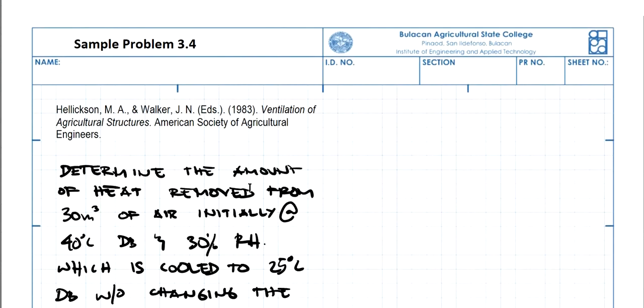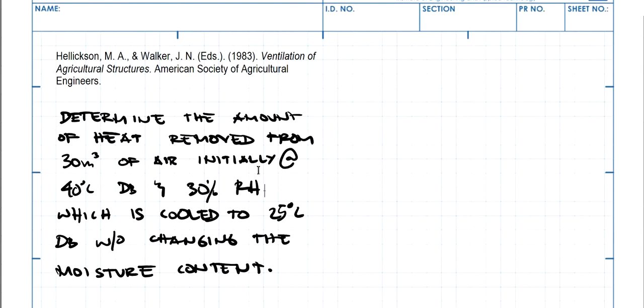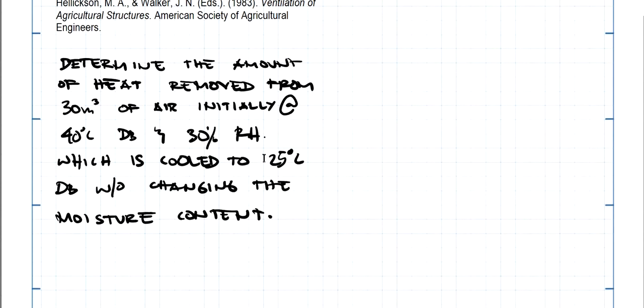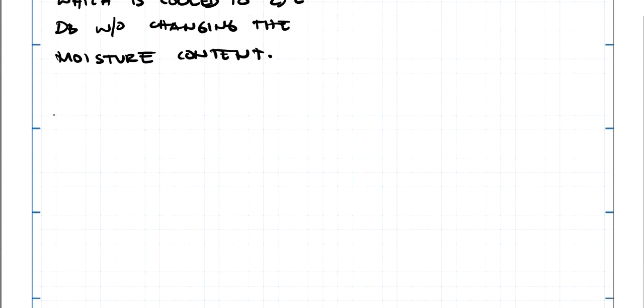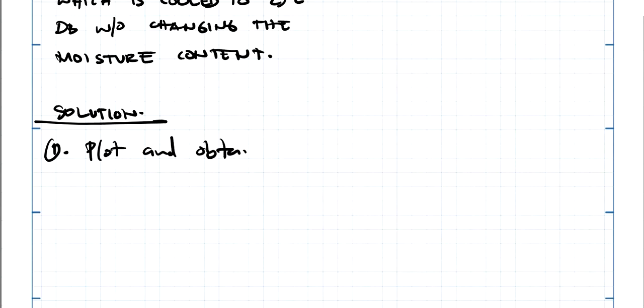For the sample problem of this sensible cooling process, this one is still taken from the same textbook. It says here, determine the amount of heat removed from 30 cubic meters of air initially at 40 degrees C dry bulb and 30% RH, which is cooled to 25 degrees C dry bulb without changing the moisture content. So first step, as always, is to plot and obtain necessary data.